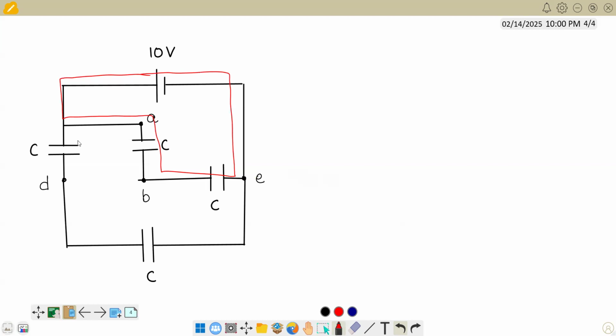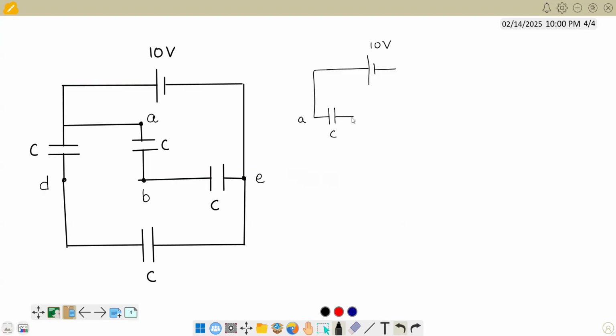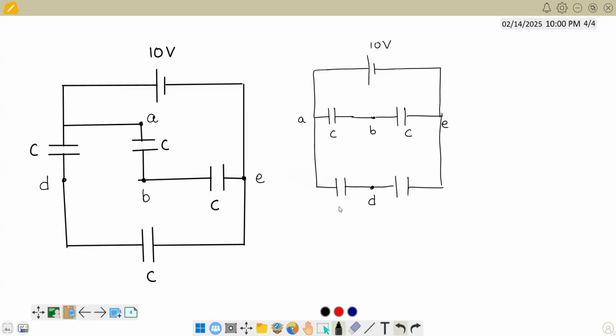So this marks one loop and the bottom part also marks another loop. And since this 10 volt is in parallel with this set, I can redraw this diagram. We have this 10 volt here, and we have one capacitor. This point is E, and this point is B. We have one more capacitor, and this point is E. Below that I can draw one more capacitor, and we have one more capacitor in this way, and this point was my D point, C and C.